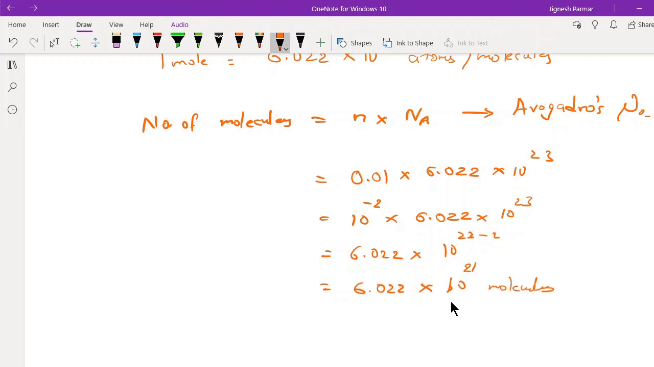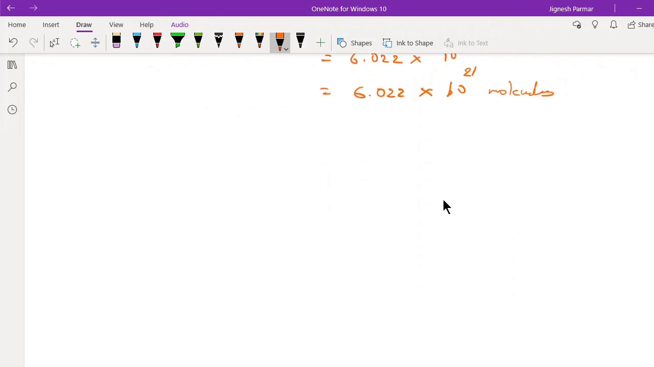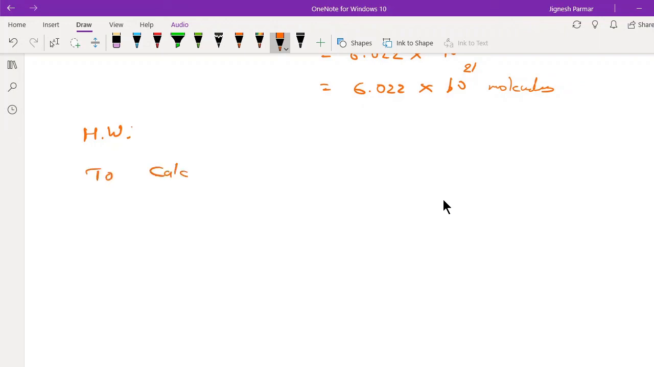So guys, there are certain examples which I'm going to give you right now to solve, 5 examples. Please do it and send it to me on Google Classroom. Thank you. And let's see the homework. I'm going to give you homework. Please note down the homework, to calculate both the number of moles and molecules of the following.